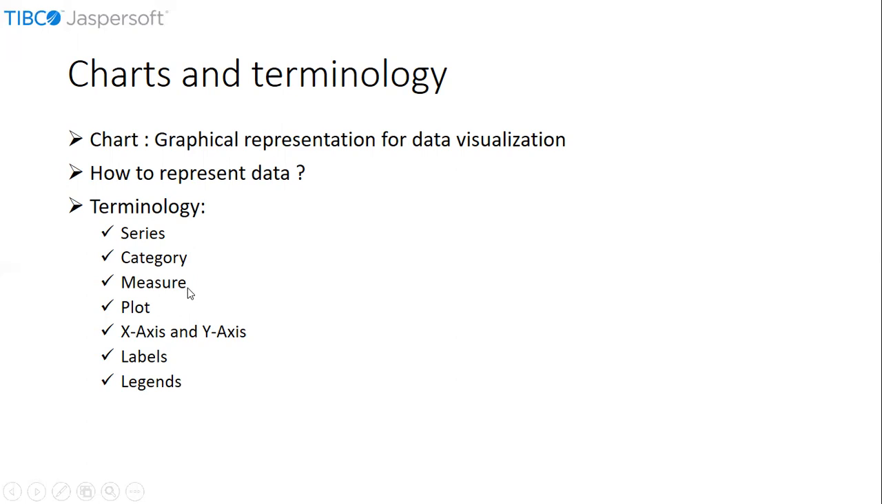What is measure? Measure represents the numeric value for a graph. What is plot? Plot represents the area on the chart where we display our data. We call x-axis the category axis and y-axis the series axis in a graph. We display the categories as labels for a chart, and similarly, we display the series as legends for a graph.